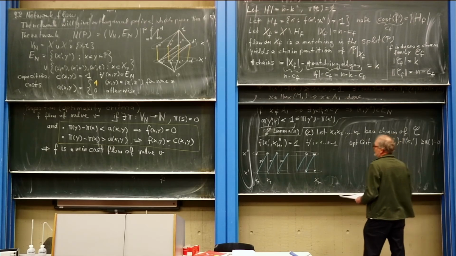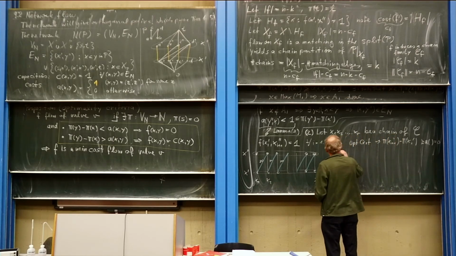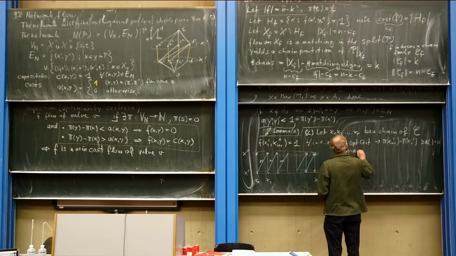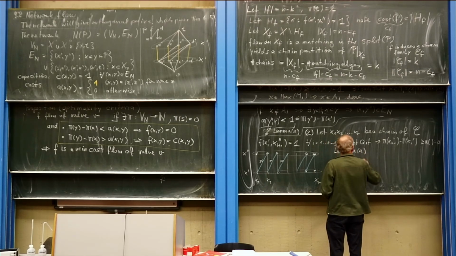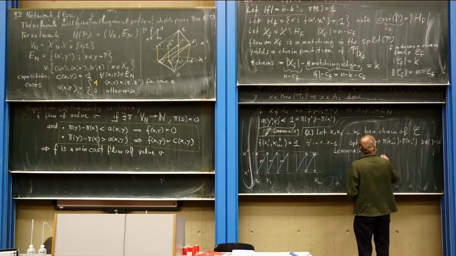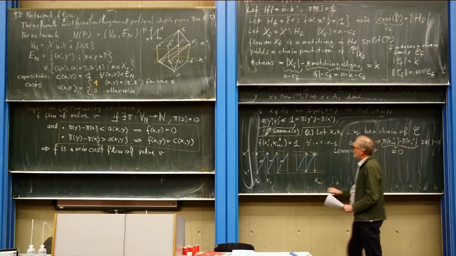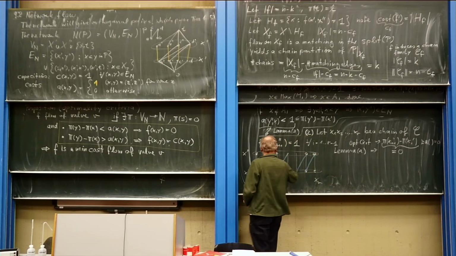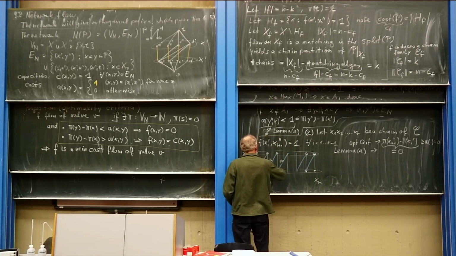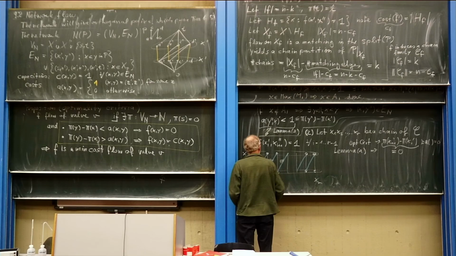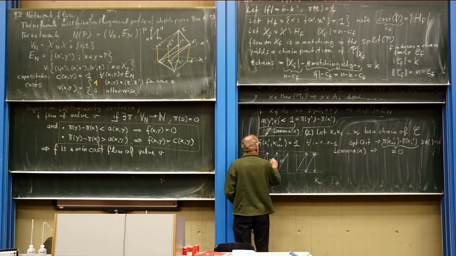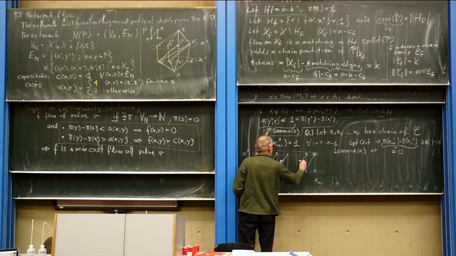But now lemma A says this is equal to 0. So the difference is 0, so we know that on these blue edges the potential is invariant.